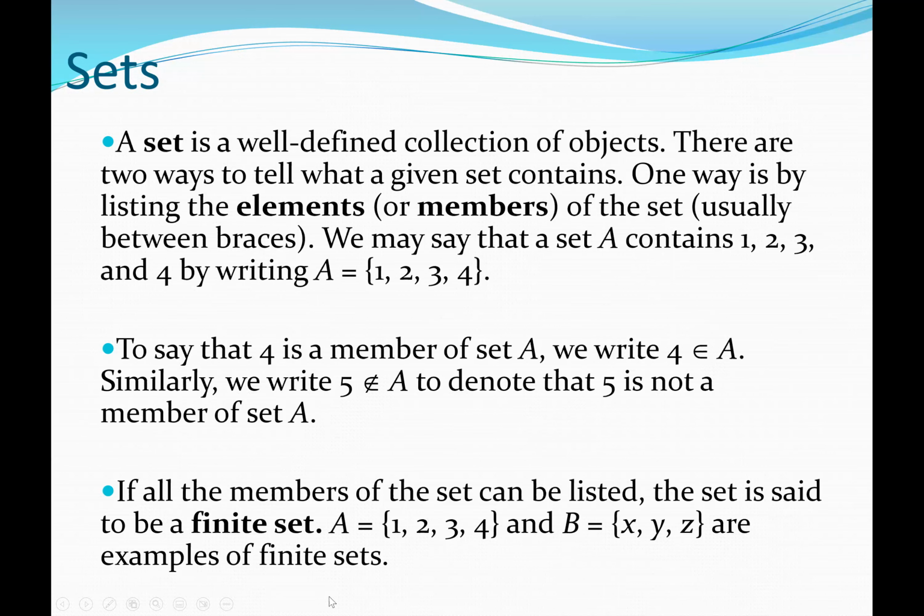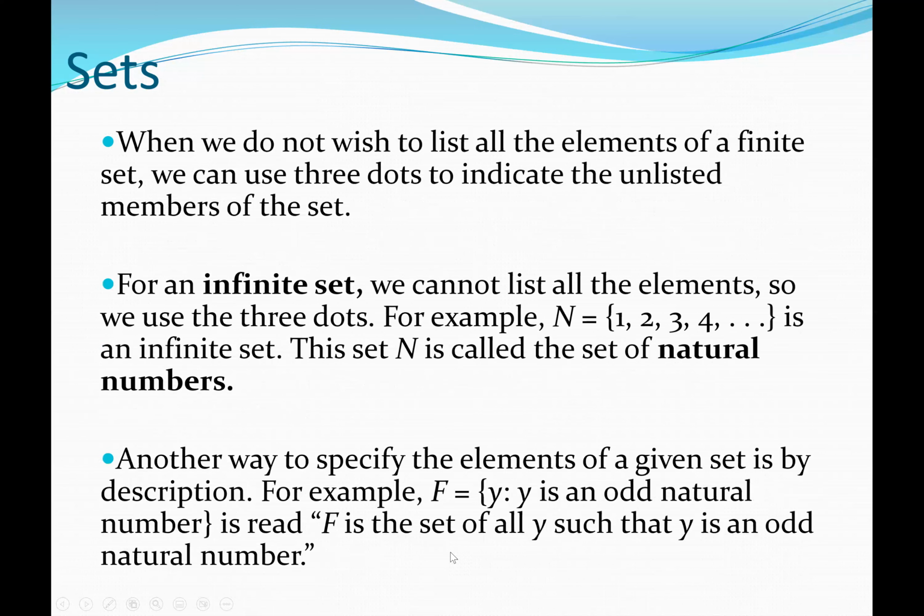Now, if we have a set whose elements cannot all be listed, then we have an infinite set. It will be 1, 2, 3, 4, then 3 periods, which means it's infinite. So for an infinite set, we cannot list all the elements, so we use the 3 dots. For example, N equals 1, 2, 3, 4, and the 3 dots here mean it's an infinite set. In this case, N is called the natural numbers. Natural numbers normally start from 1 to infinity.